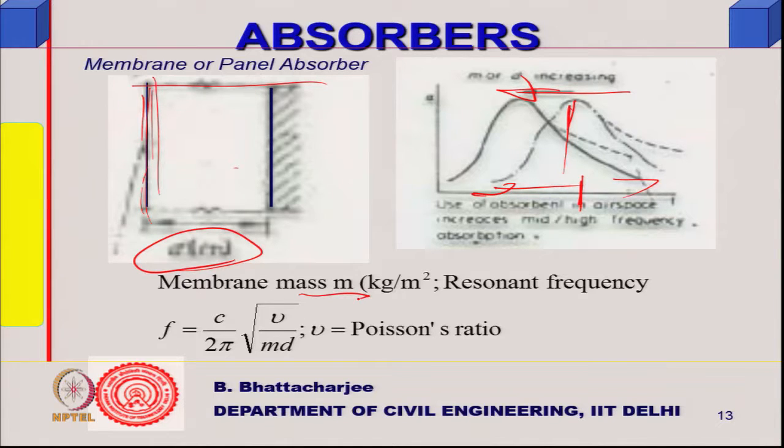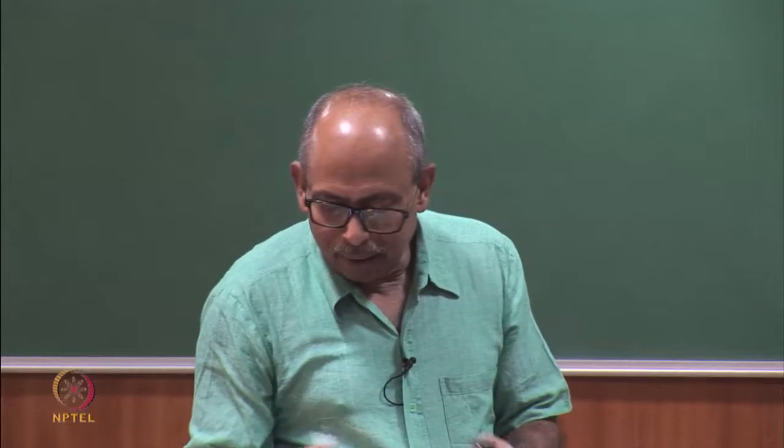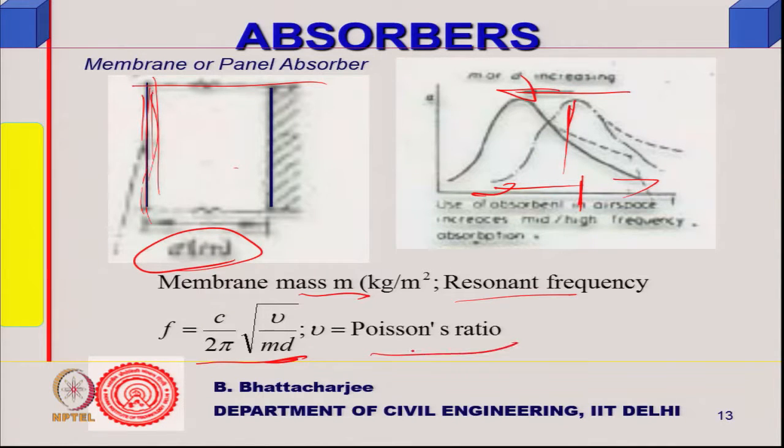So, membrane mass is m kg per meter square, this is the membrane mass, and at this frequency it resonates, and therefore it absorbs maximum energy, because it will vibrate itself and will not allow sound to come back, right. So, that is what it is, where this is Poisson's ratio, and m d is this value. As you increase m d, the frequency goes down. So, if you increase m or d, f gets reduced.